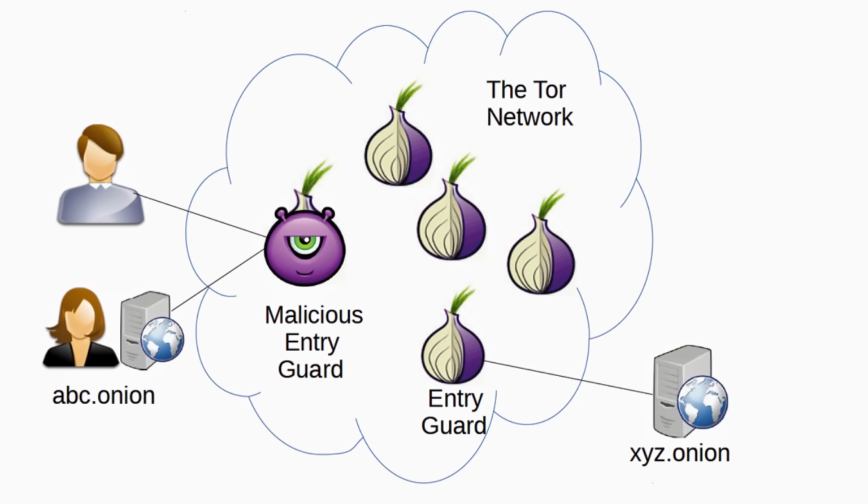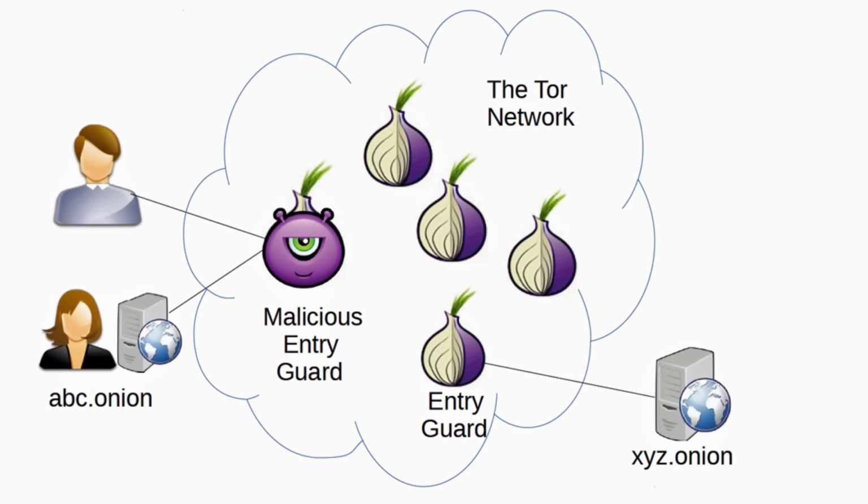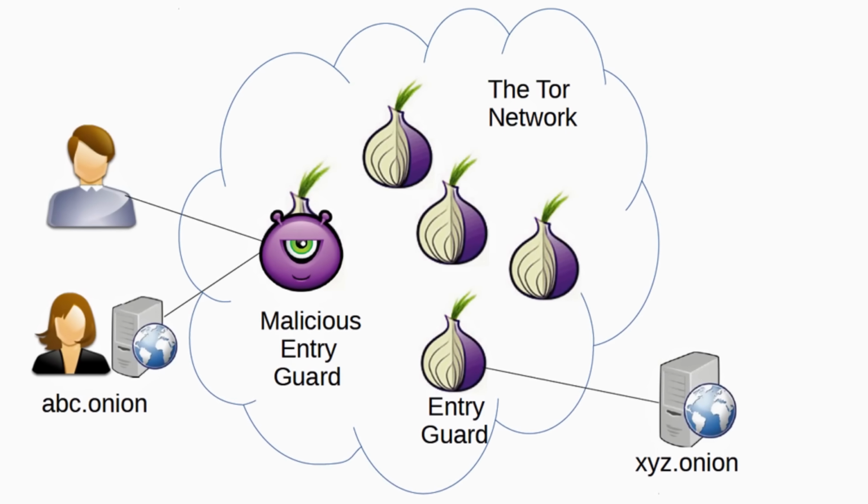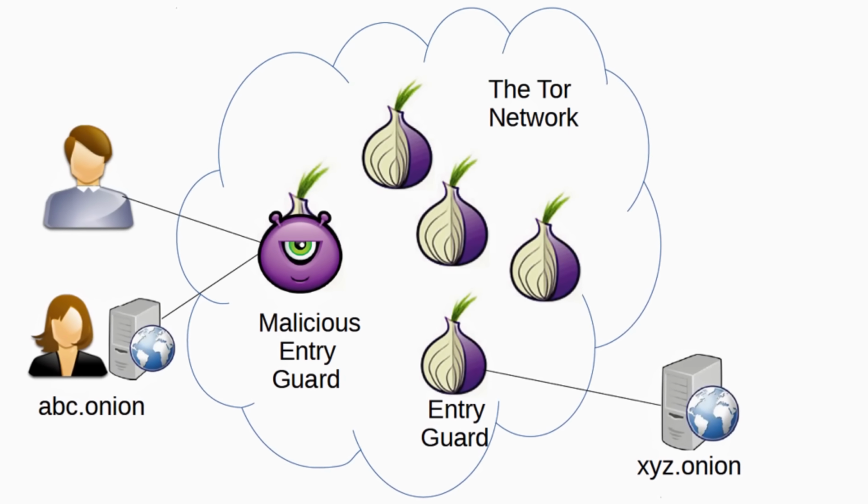These types of attacks have the ability to de-anonymize the server that is running the onion site, and in some cases, they can de-anonymize the people that are connecting to it too.